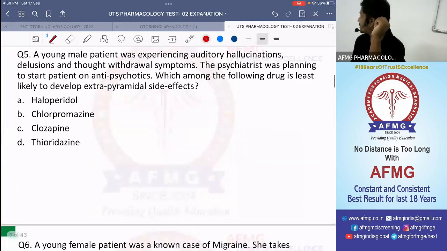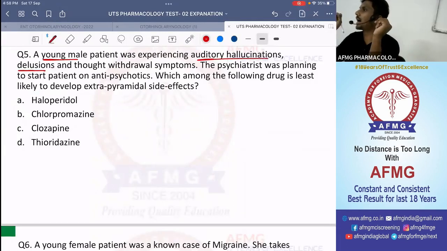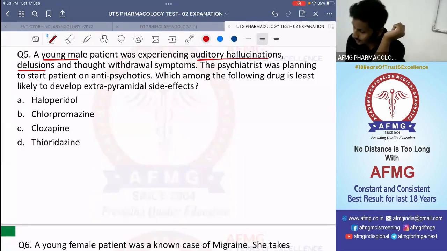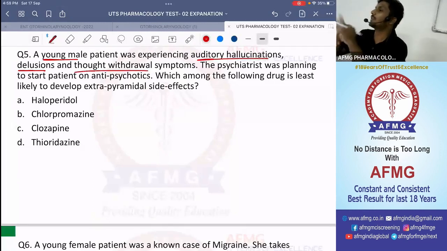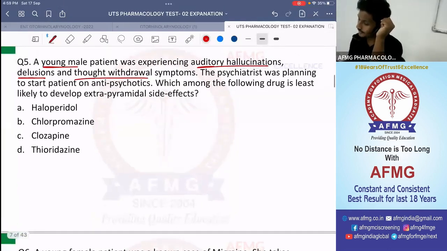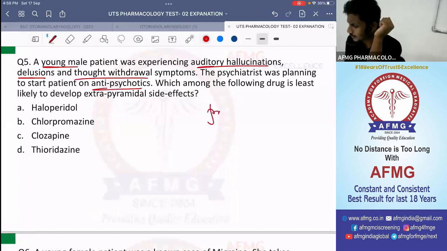If I talk about question number 5 now, a young male patient was experiencing auditory hallucinations and delusions. Hallucinations and delusions are a characteristic feature of which type of disorder? Psychotic or neurotic? Psychotic disorders. And there was also thought withdrawal symptoms in the patient. Thought withdrawal symptom मतलब कोई मेरे दिमाग से मेरा thought चुरा रहा है. That is what thought withdrawal symptom is. The psychiatrist was planning to start the patient on antipsychotics. What do you think would be a provisional diagnosis in this patient?